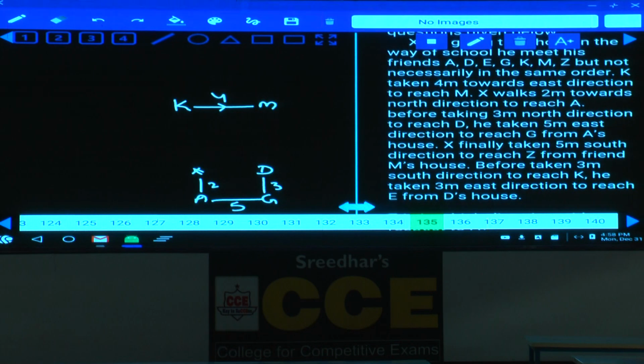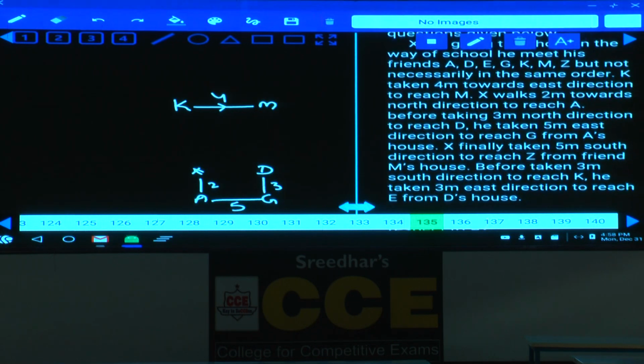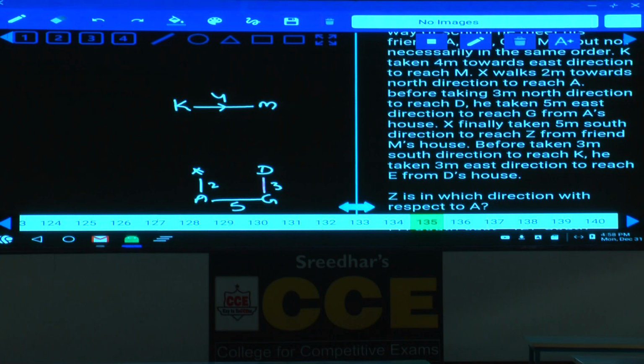Look once more. K has taken 4 meters east direction to reach M. Up to that point we have no problem, right? Then X walks 2 meters north direction to reach A. Now from A, how many meters has this person traveled? North.